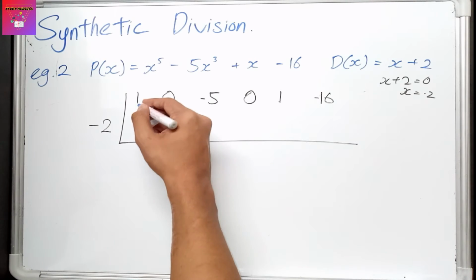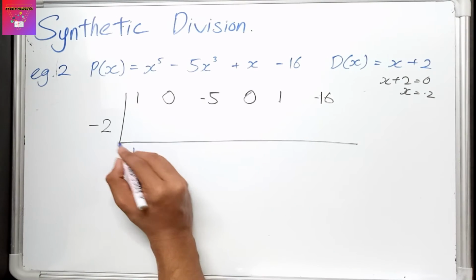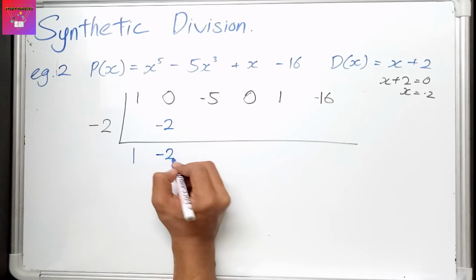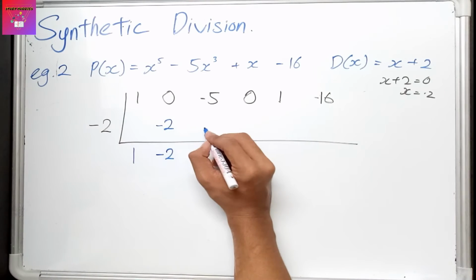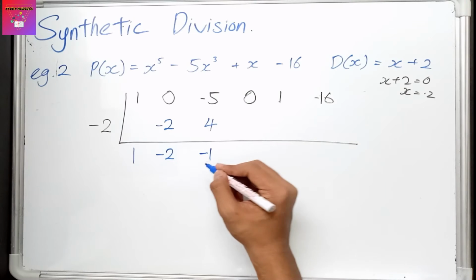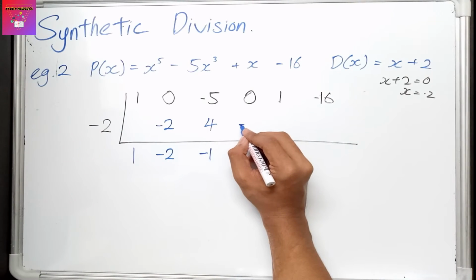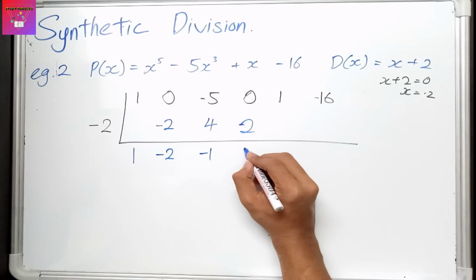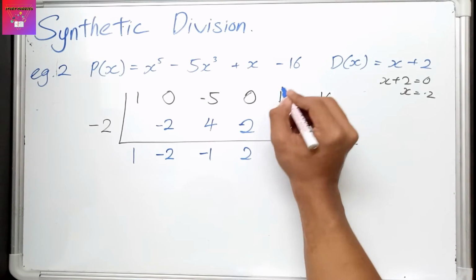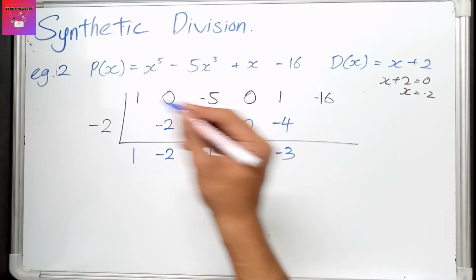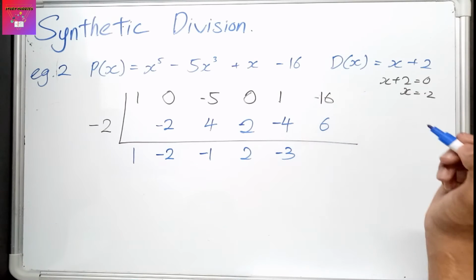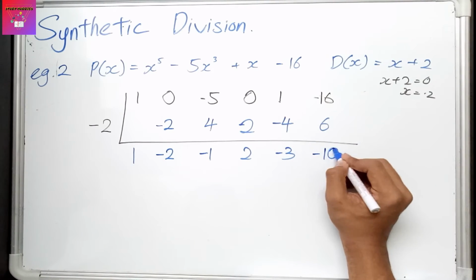So let's begin. 1 plus 0 is going to be 1. 1 times negative 2 is negative 2. 0 minus 2, you're going to get negative 2. Negative 2 times negative 2, you're going to get positive 4. Negative 5 plus 4, negative 1. Negative 1 times negative 2 is positive 2. 2 plus 0 is 2. 2 times negative 2, you're going to get negative 4. Negative 4 plus 1, negative 3. Negative 3 times negative 2, you're going to get positive 6. Negative 16 plus 6 is going to be negative 10.